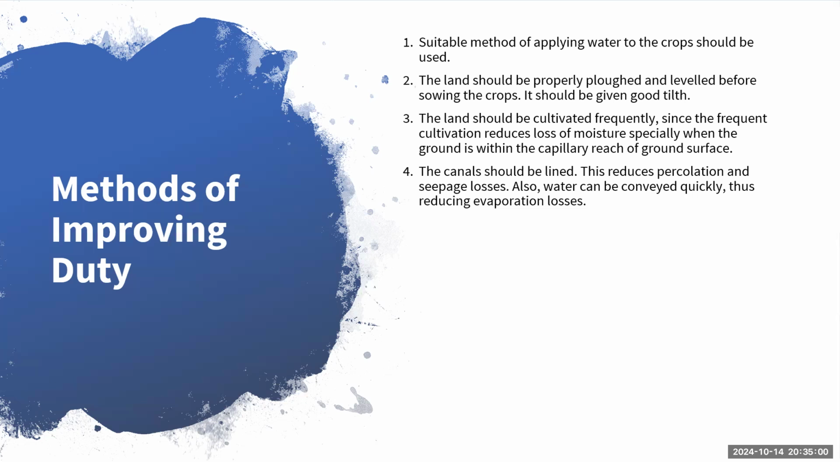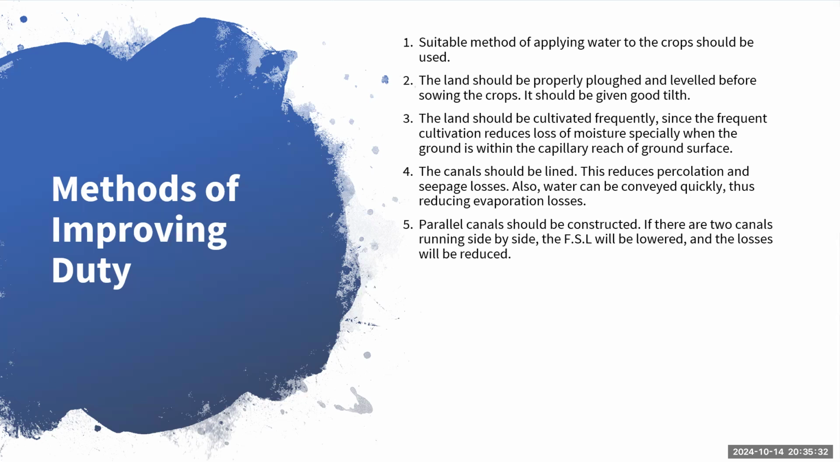The canal should be a lined one. We have discussed the importance of lined canals. Lined canals means what? To the canal bed and to the side slopes of the canal, protection is provided in terms of concrete. So that is a lined canal. This reduces the percolation and seepage losses. Also, the water is conveyed quickly, thus reducing evaporation losses.